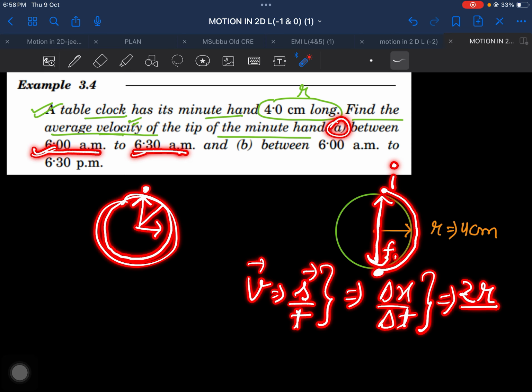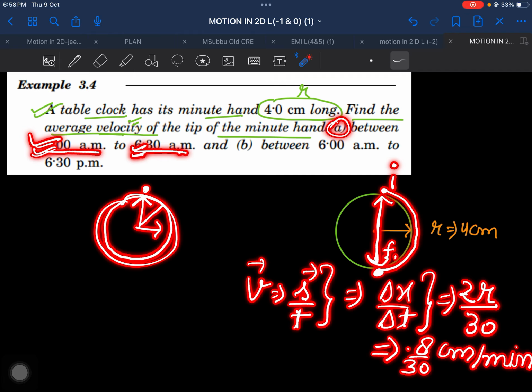Time taken, you know, when the clock is between 6 a.m. to 6:30 a.m. What is the time taken? 30 minutes. All right, just check. So divided by 30 minutes. So this is your answer. If your r is 4, it will be 8 upon 30 centimeter per minute. This is your velocity.